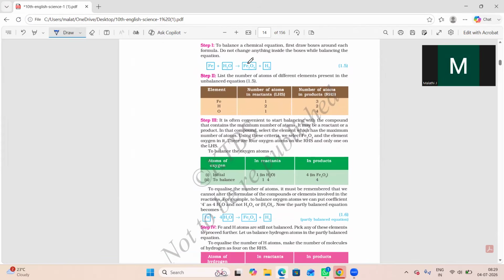After balancing, you should not write the number of atoms inside the box. If you balance, you should not write inside. So first itself, you should box all the atoms.